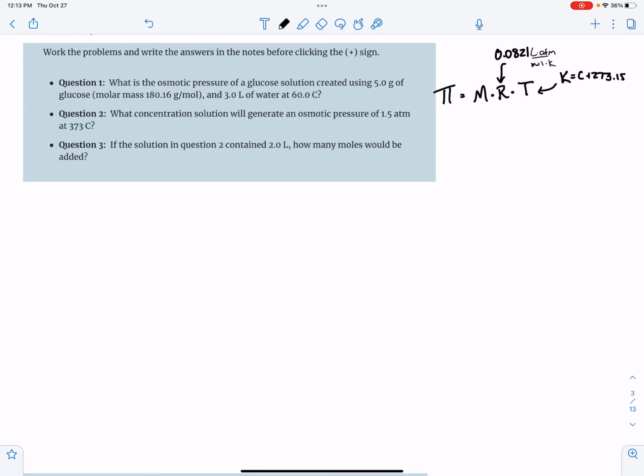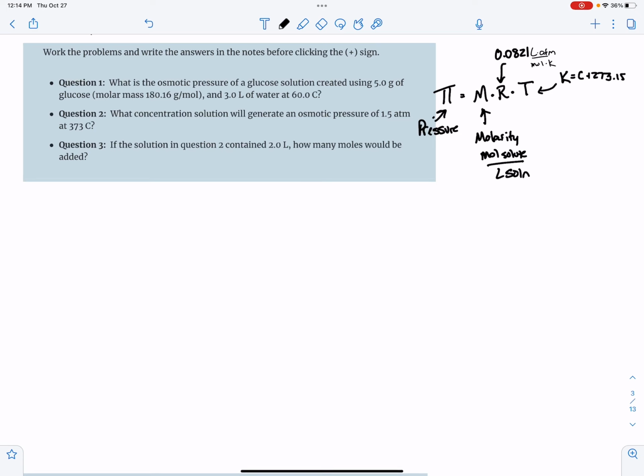So I have the osmotic pressure equation over here to the right. You can see that this right here is what represents the actual pressure. And then this right here is molarity. So remember that unit is moles of solute over liters of solution.